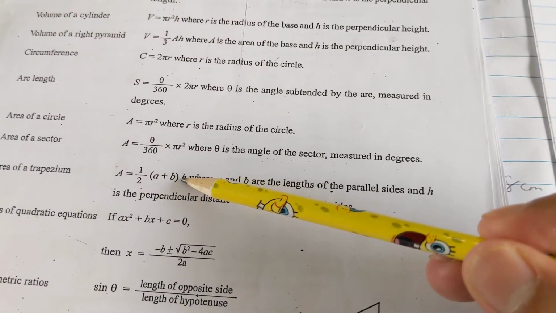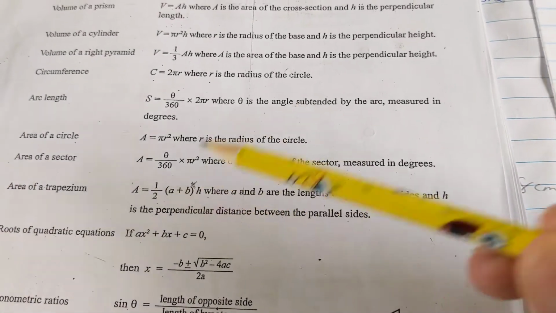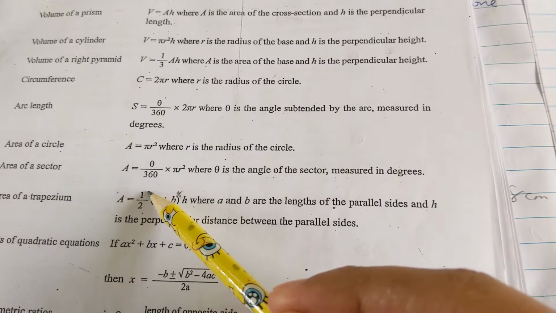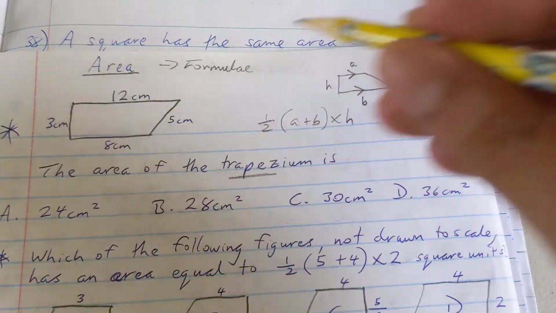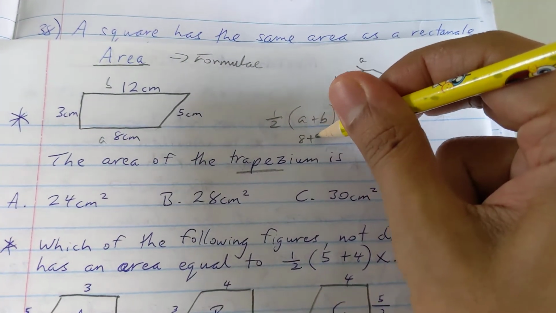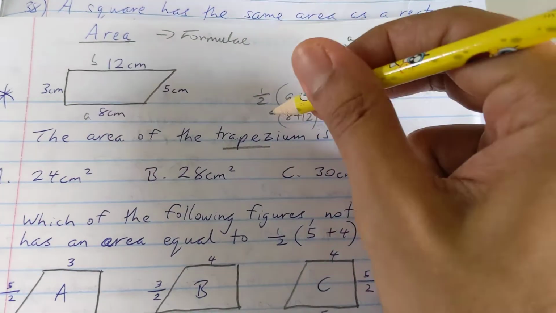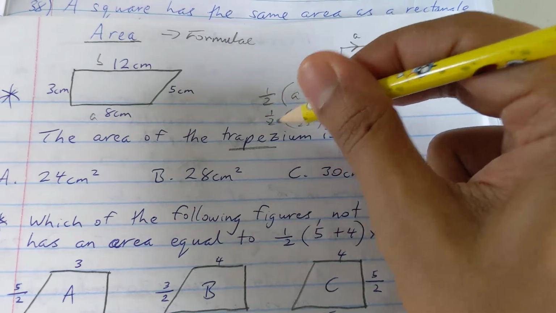Again, when the letters are close to the numbers here, it means multiply. So in this one, the two parallel sides, this is my A and B, however you want to write it. That's 8 plus 12, half of that. So 8 plus 12 is 20, half of 20 is 10.